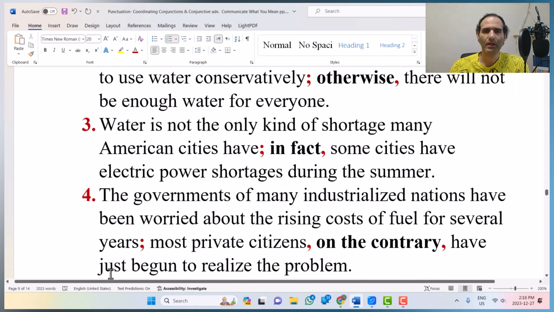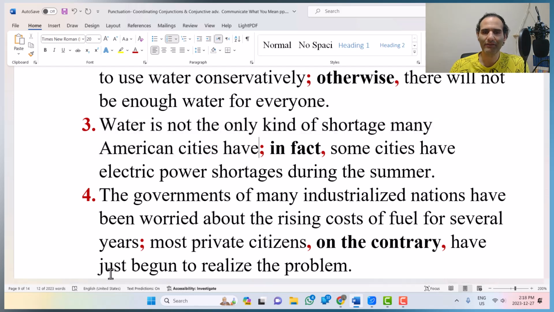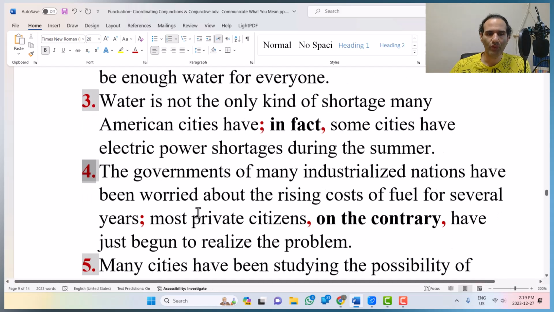Number 3. Water is not the only kind of shortage many American cities have. Semicolon, in fact, comma. Or you could use a period here. You could put a period here and capitalize the I. Some cities have electric power shortage. Beautiful phrase. During the summer period. Number 4.